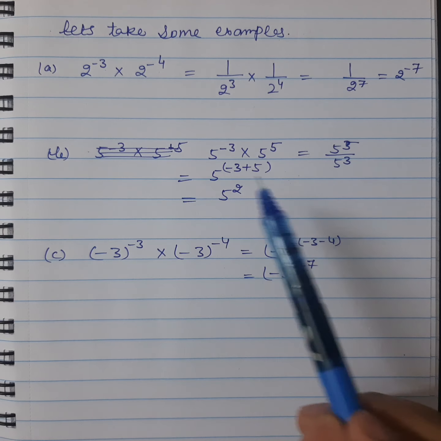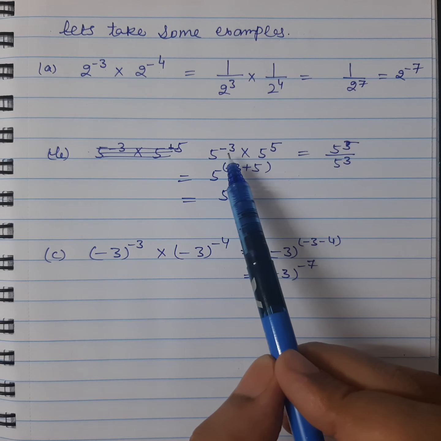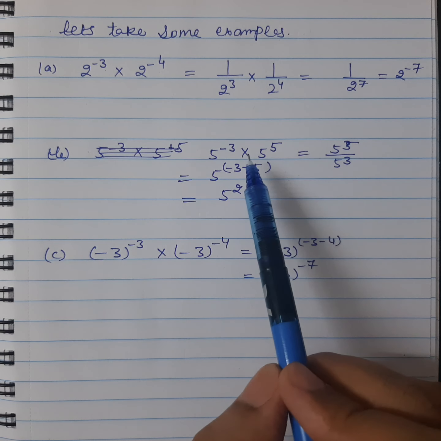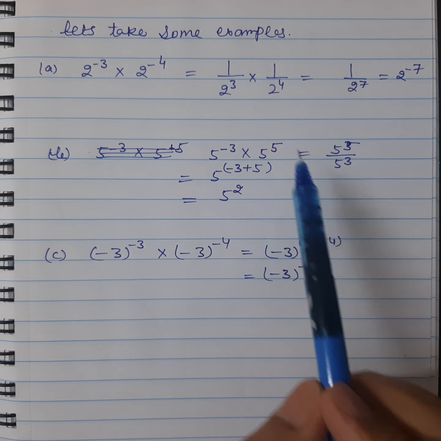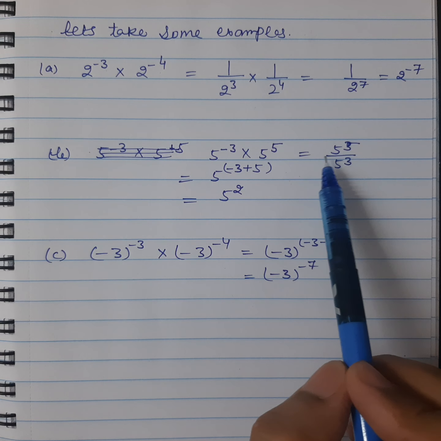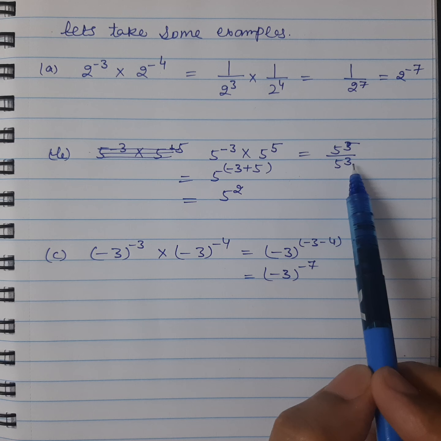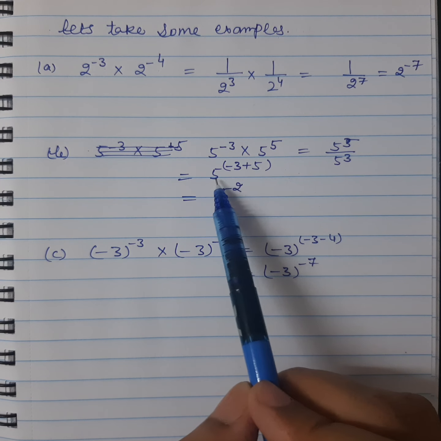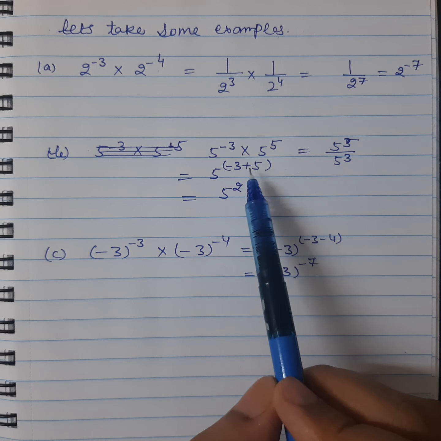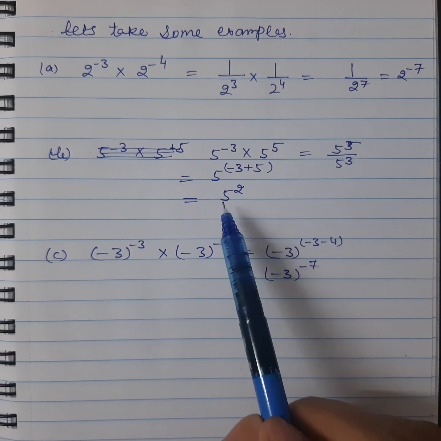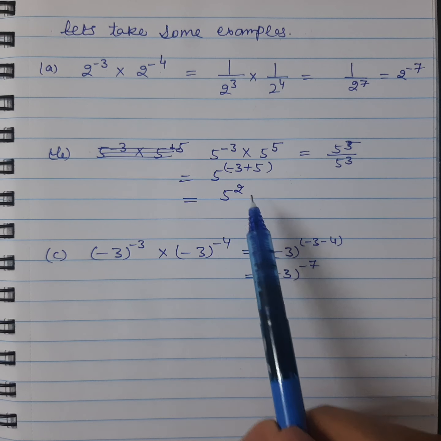So we can write 2 raised to the power minus 7 directly. Let's take another example. 5 raised to the power minus 3 multiplied by 5 raised to the power 5. So we can write this as 5 raised to the power 5 divided by 5 raised to the power 3. Or we can write directly 5 raised to the power minus 3 plus 5, which will be 5 minus 3, which is 2. So 5 raised to the power 2.